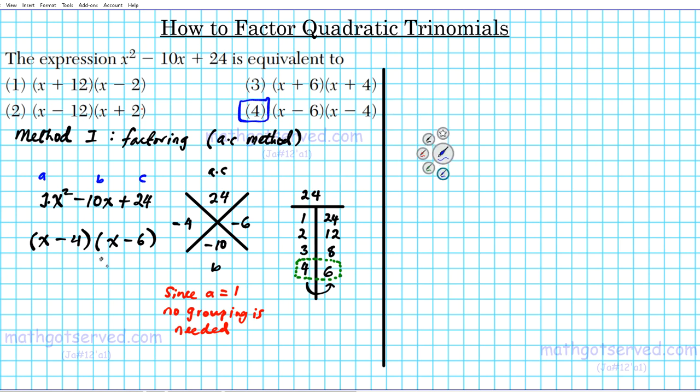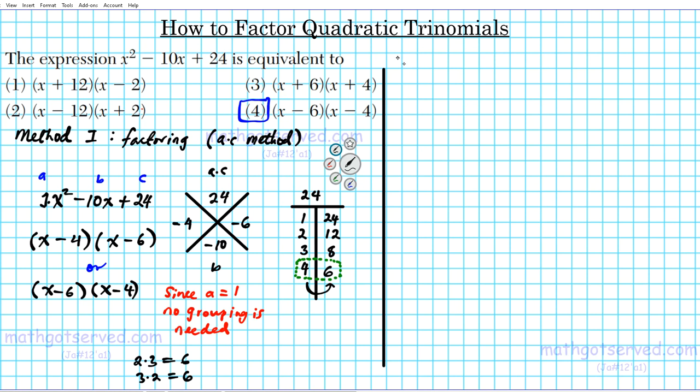So remember that multiplication commutes. Don't get distracted by the fact that the order of the factors is reversed. x minus 6 times x minus 4 is the same thing as x minus 4 times x minus 6. Think about it: 2 times 3 is 6, and 3 times 2 is 6. When you switch the order of multiplication or addition, it doesn't change the result because those two operations are commutative. Okay, now we're done with method 1, which is factoring.